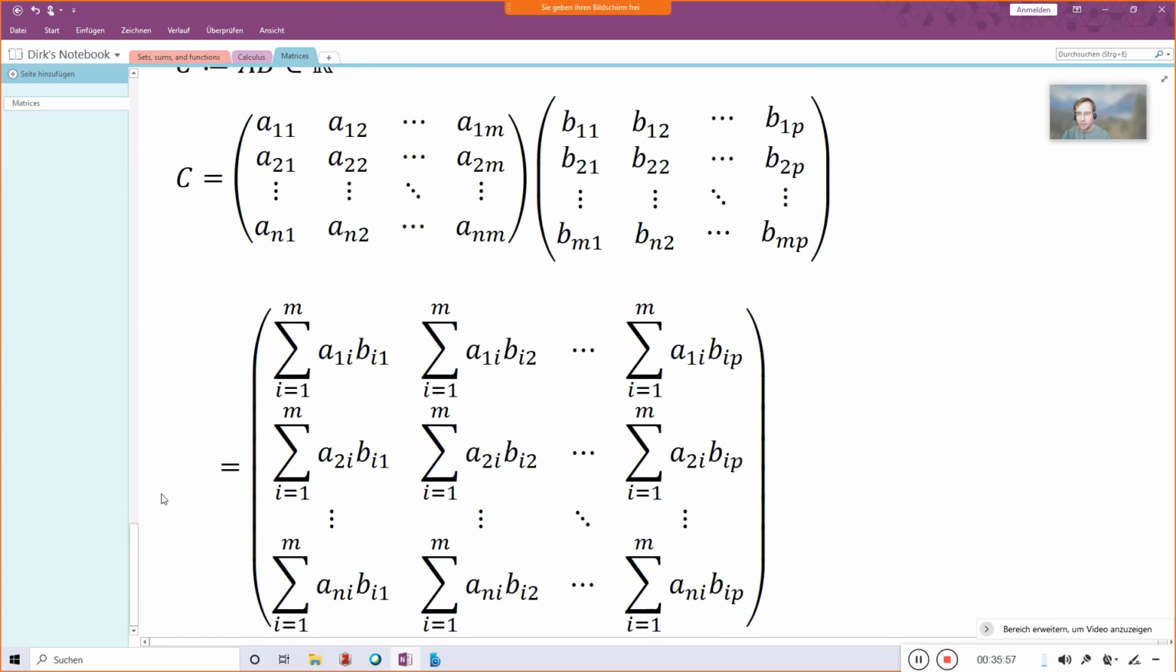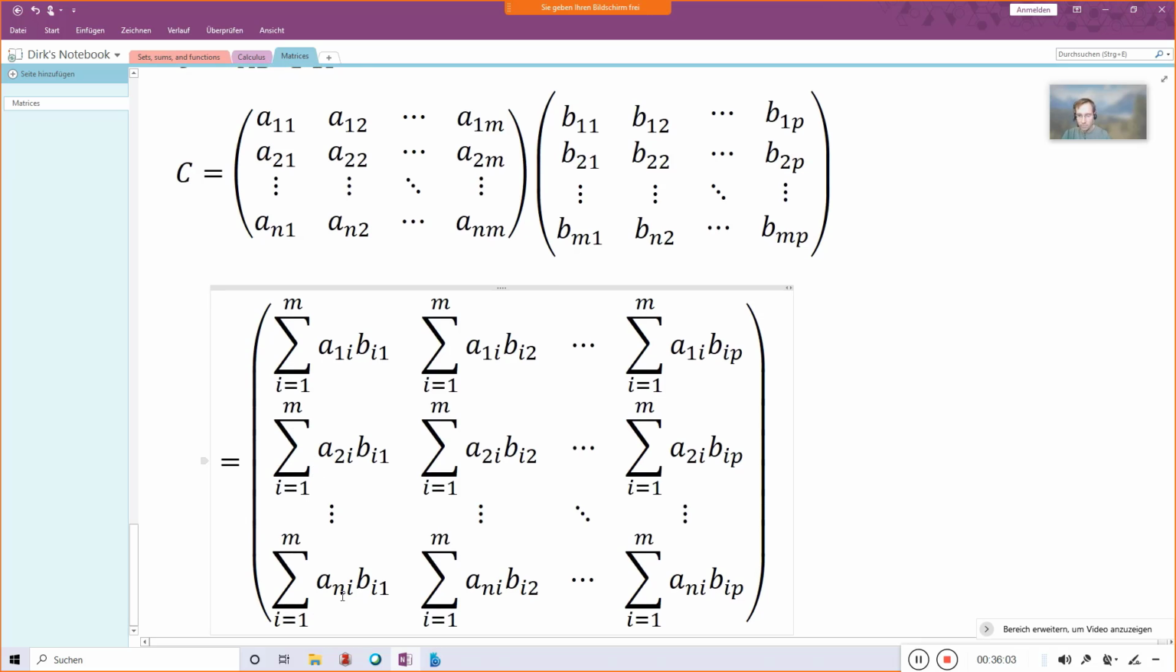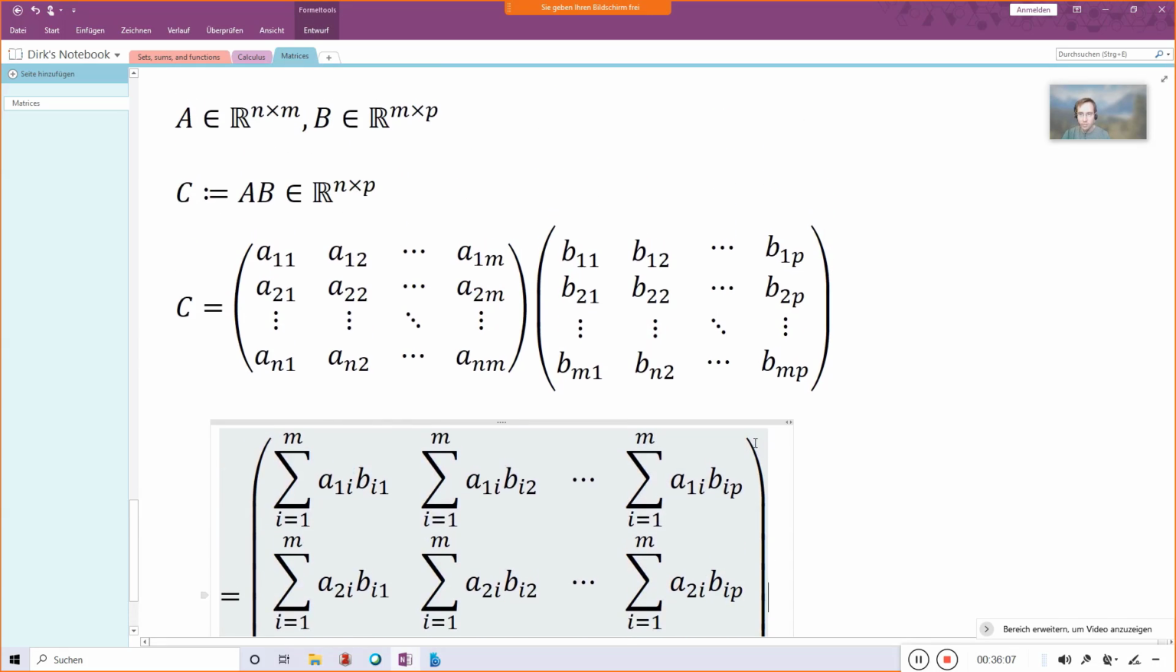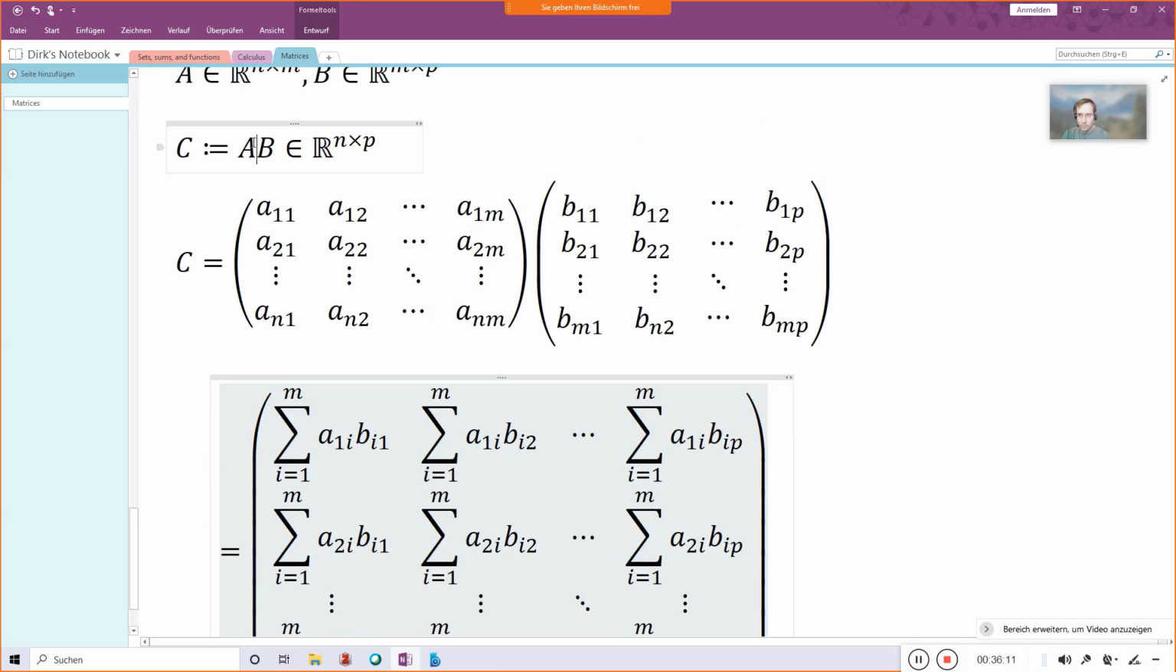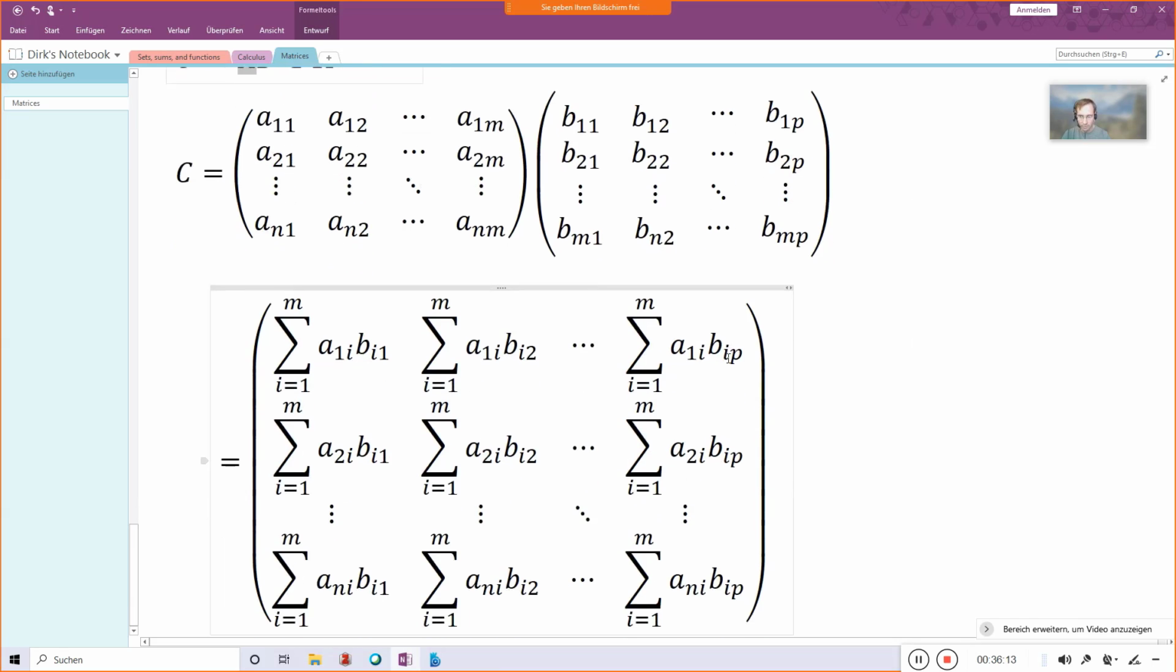So this is how the matrix product of two matrices is defined, and as you can infer from this, this is n times p dimensional. So as many rows as are in the first matrix and as many columns as are in the second matrix.